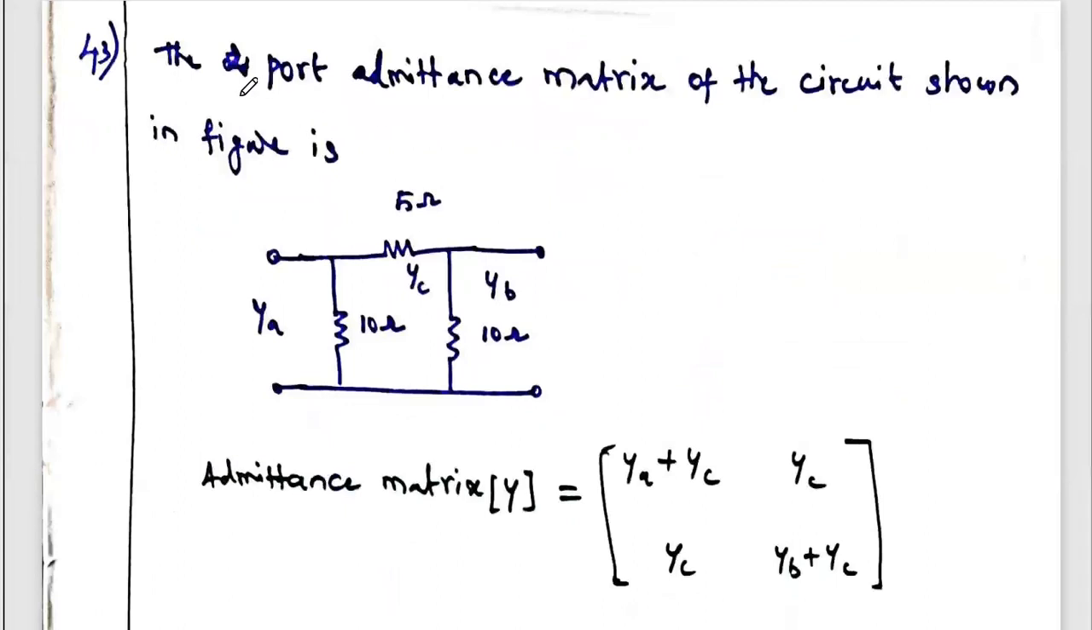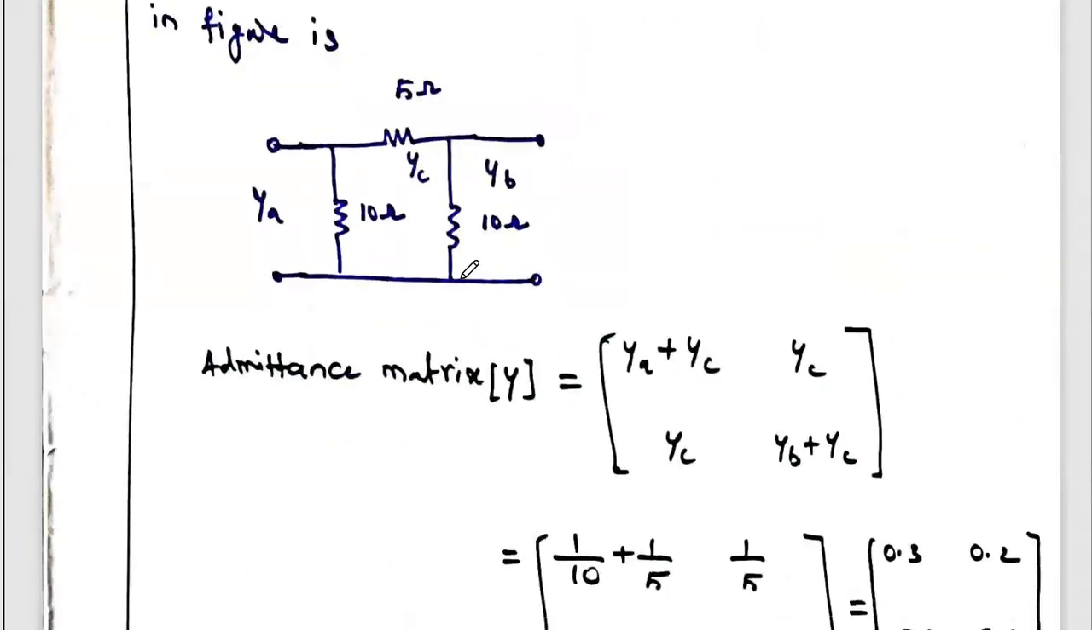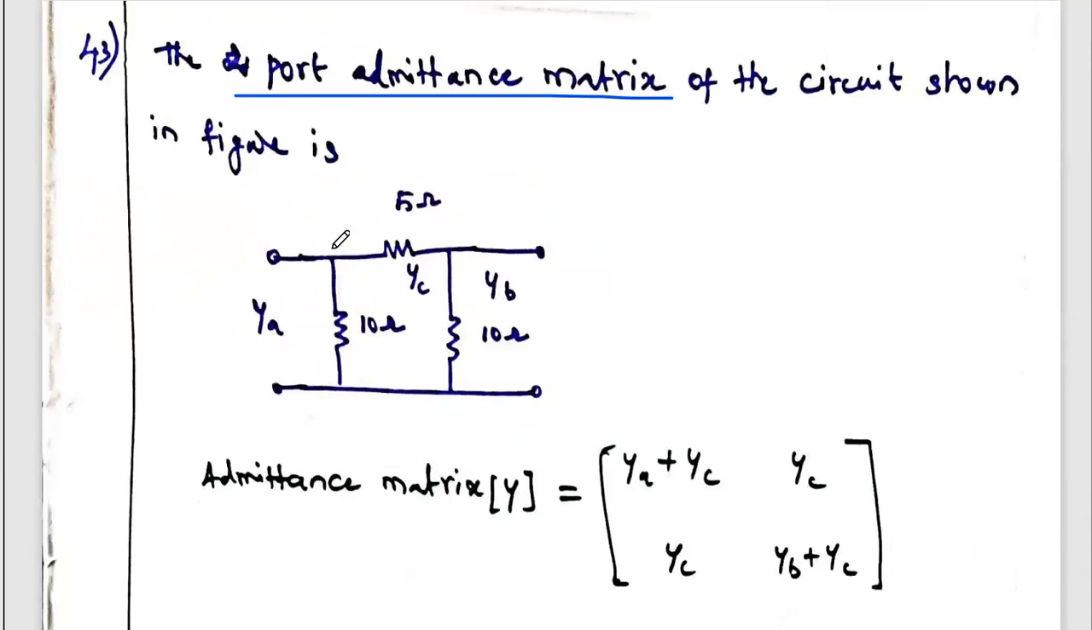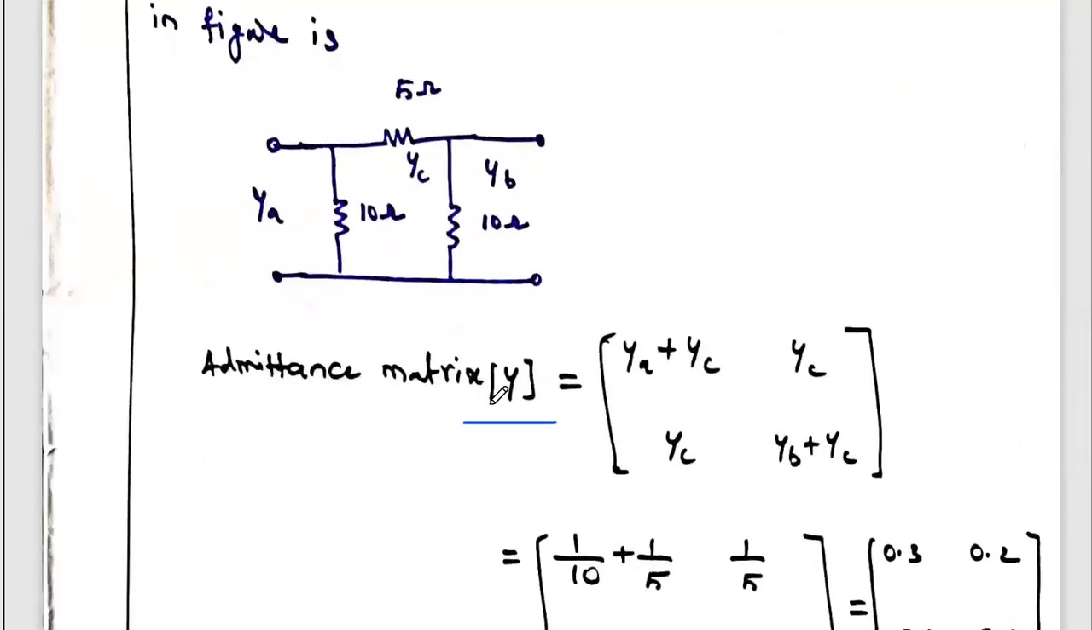Then the next question: the two-port admittance matrix of the circuit shown in the figure is dash. This is our given two-port network. Here the three impedances are connected in a pi structure, so we have to construct the admittance matrix related to these values. The admittance matrix Y equals Y11, Y12, Y21, Y22. The Y11 value is the addition of YA and YC.